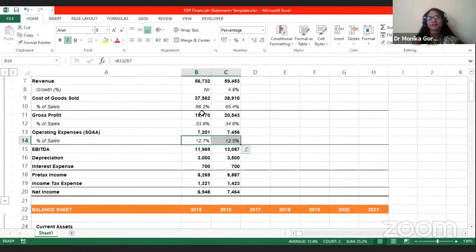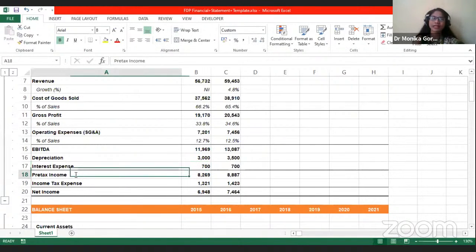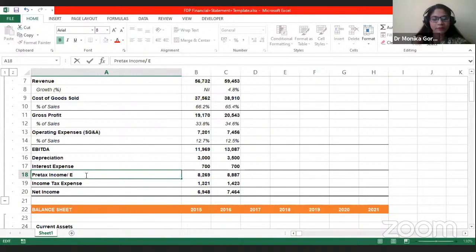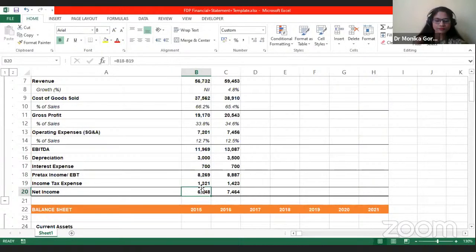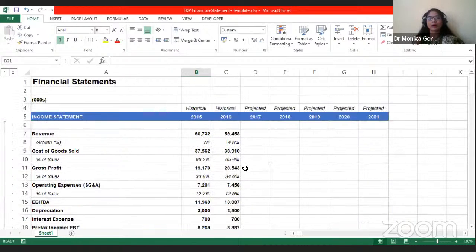Once I reduce operating expenses from my gross profit, I'll get earning before interest, tax and depreciation. I'll reduce depreciation and interest expenses. I'll get pre-tax income, which is also called earning before tax. Once I reduce tax, earning before tax minus your income tax expenses, you get your actual net income. Actual net income, that is earning after tax, which is used for your dividends, which is used for your retained earnings. Now this is the income statement of historical data.